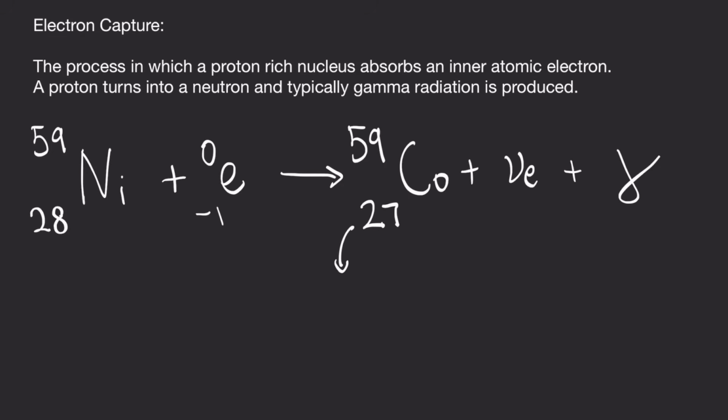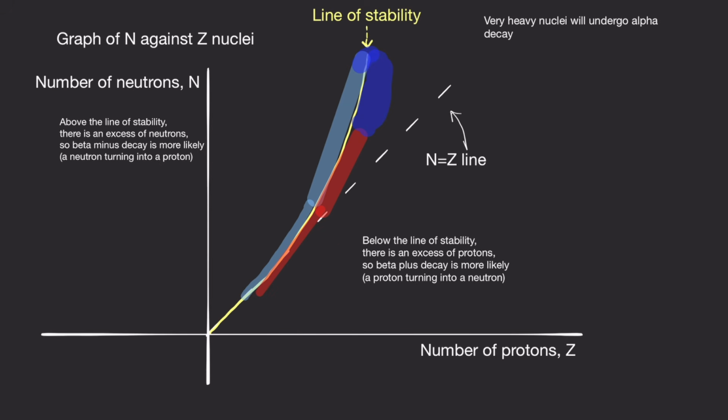Should we just write down that it has decreased because the proton has turned into a neutron? And let's look at the graph of the number of neutrons against the number of protons. If we were to plot these for all the elements, we would actually get a curve which deviates from the straight number of neutrons is equal to number of protons line.